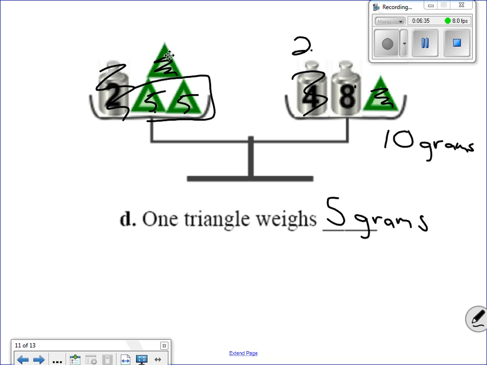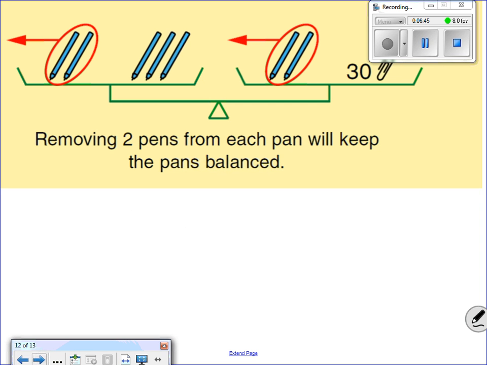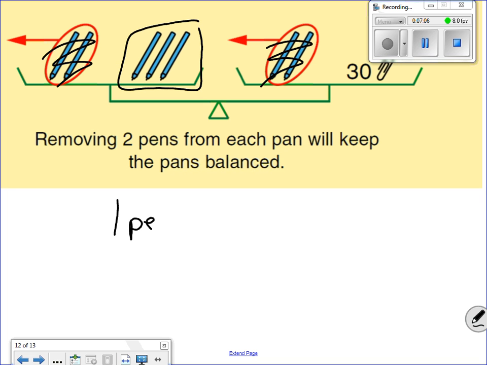I'm hoping you're catching on with this, because it is very, very easy as long as you just take your time. You take away something from one side, take it away from the other side. Take a look here. You're going to see some problems with some pencils and paper clips tomorrow in class. Looks like I have 5 pencils on the left. I have 2 pencils and 30 paper clips on the right. Well, if I take away 2 from the left, take away 2 from the right, that means I'm left with 3 pens on one side, 30 on the other. So 1 pen weighs the same as 10 paper clips.